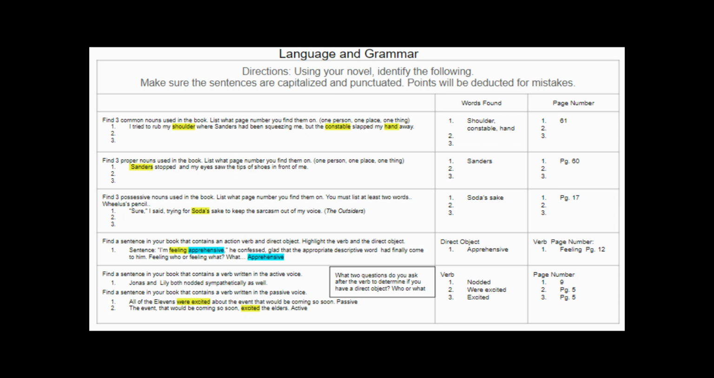But number 1, it says, "I tried to rub my shoulder where Sanders had been squeezing me, but the constable slapped my hand away." Okay?